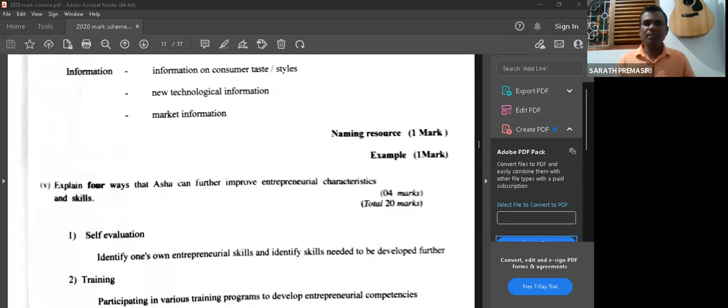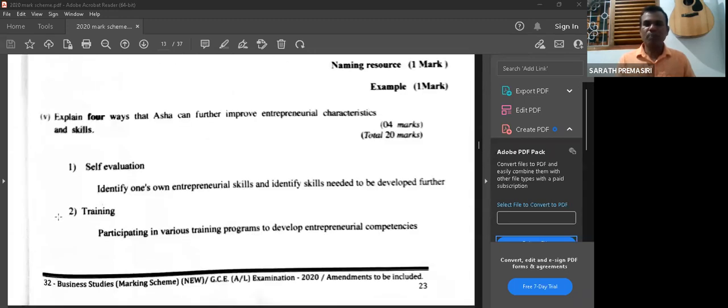Second one, by getting training. Most people can develop their qualities by getting trained. So, self-evaluation, training: participating in various training programs to develop entrepreneurial competencies.